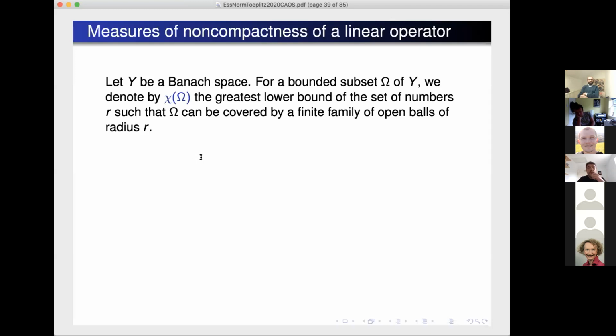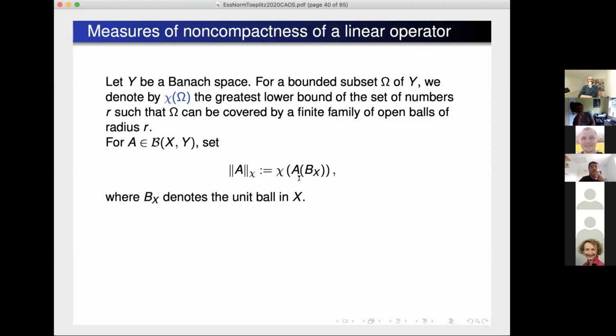But there will be a constant, that is the infimum of those radii with which you can cover your set by finitely many balls. This is called the Hausdorff measure of non-compactness of a set. Now, when you have this notion, you can define the measure of non-compactness of an operator. An operator is compact when the image of the unit ball is relatively compact, right? So suppose your operator is not compact. This means that this set is not relatively compact. So then it's natural to look at its measure of non-compactness. It tells you how non-compact the image of the unit ball is, how non-compact your operator is. Okay, so this is the measure of non-compactness.